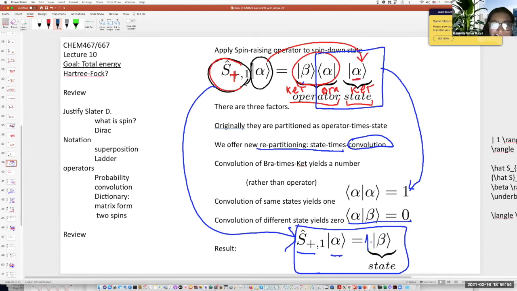Now it's alpha beta. So alpha times alpha is 1, and then we get beta. So yes, the spin flip operator acting on alpha generates beta. Okay? Make sense? Yes, it makes sense. So it will be part 1 of your homework. You see, it's not complicated, right?